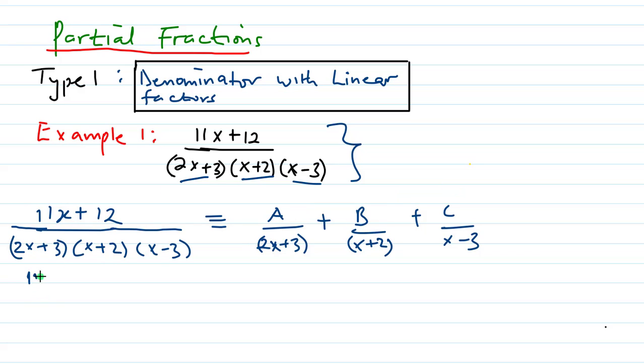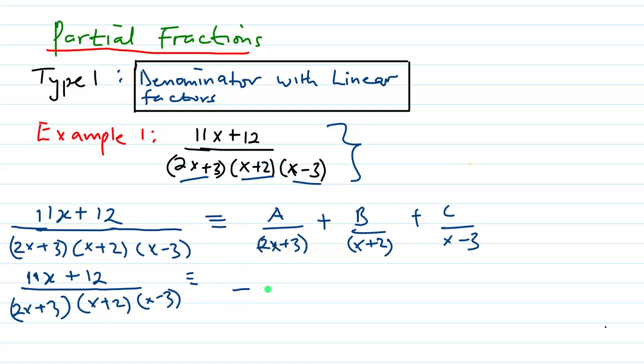Let's go ahead and write this well. 11x plus 12 divided by 2x plus 3 into x plus 2, x minus 3. So let's try to create a common denominator, the LCM of all these three partial fractions: 2x plus 3 into x plus 2 into x minus 3.